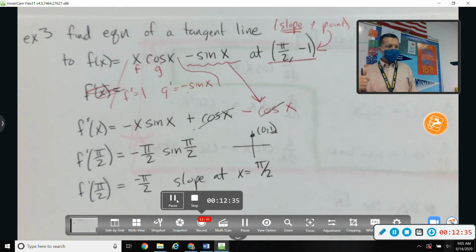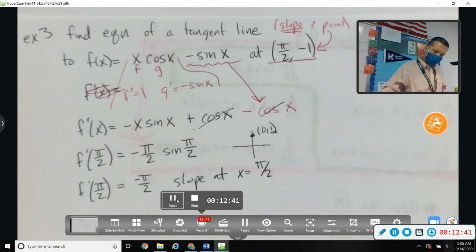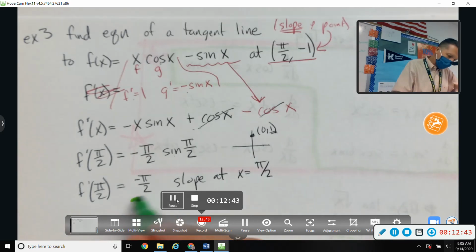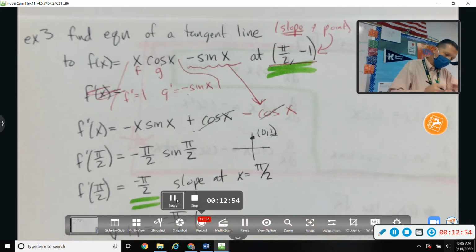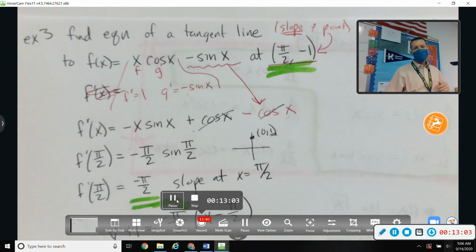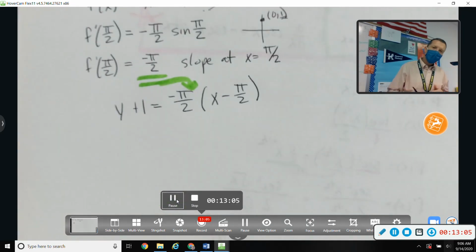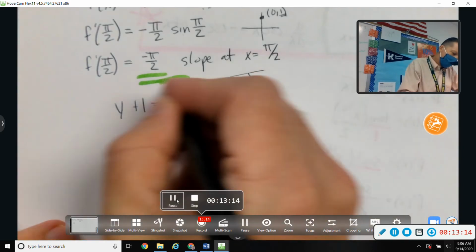Got my slope, got my point, so I think I'm good. Slope, point, so y plus 1 equals negative pi over 2, because that's the slope, times x minus pi over 2. It's kind of an ugly answer, but it's the final answer, so we don't care that it's ugly. I don't need to clean it up. I don't need to do anything with it. I can just be done with that.